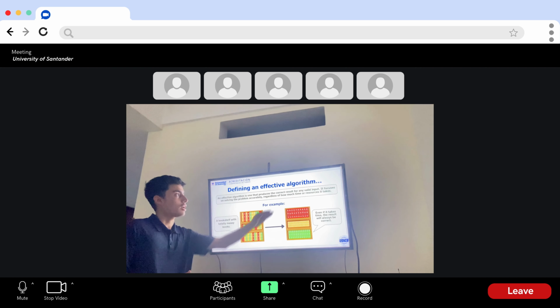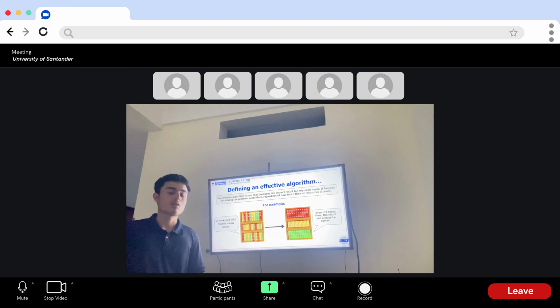But we also talk about an effective algorithm. An effective algorithm is the one that can produce the correct result for any valid input. It focuses on solving the problem accurately no matter how much time or resource it takes.